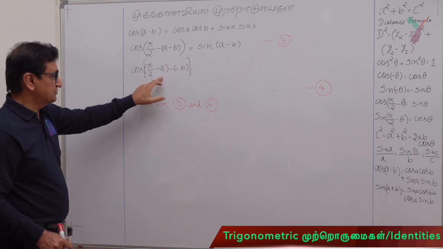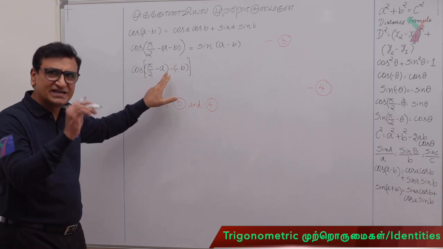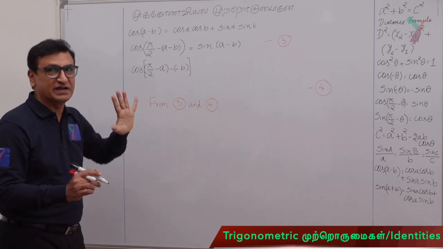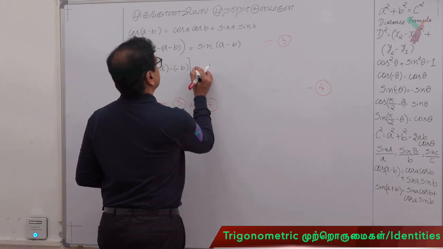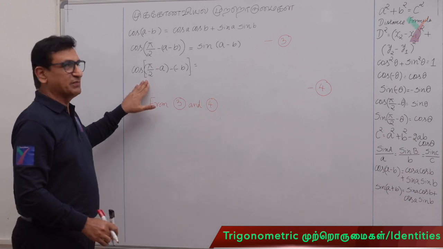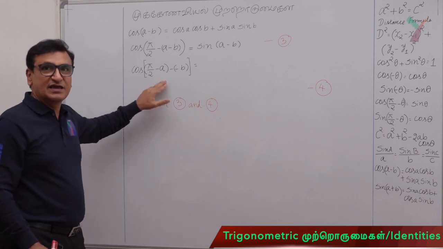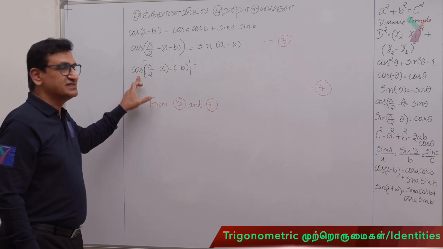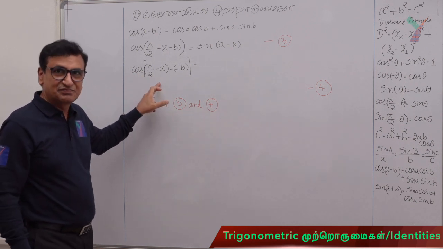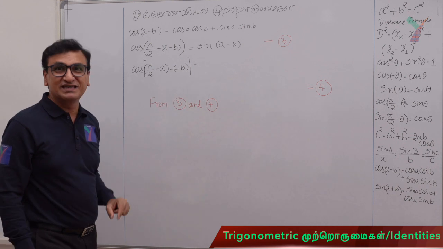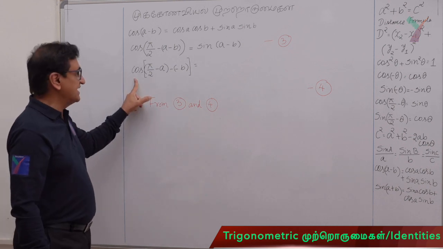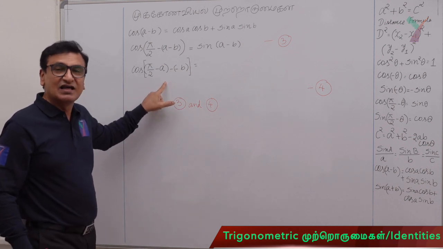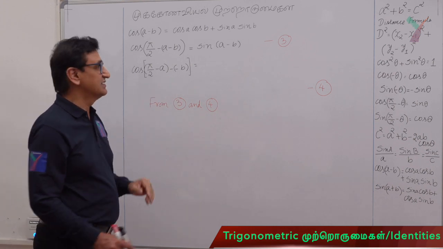Adhe cos(pi by 2 minus a). Instead of writing plus b, I have written minus of minus b. Both the same. This expand பண்ணுவோம். இதுவும் cos(a minus b) வடிவத்துல இருக்கு. So this will be cos(pi by 2 minus a) cos(minus b) plus sin(pi by 2 minus a) sin(minus b). Okay.